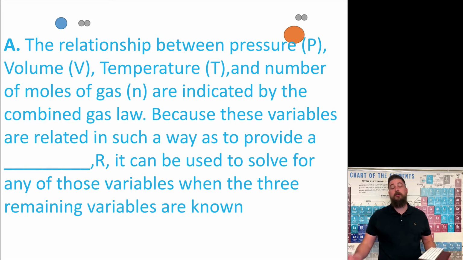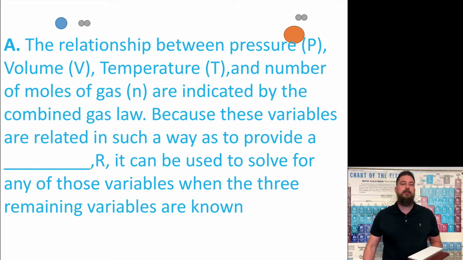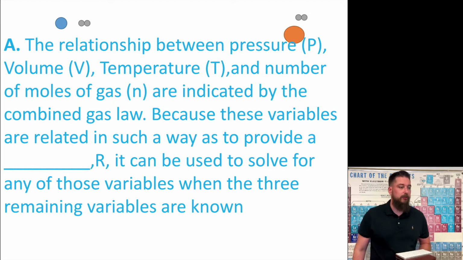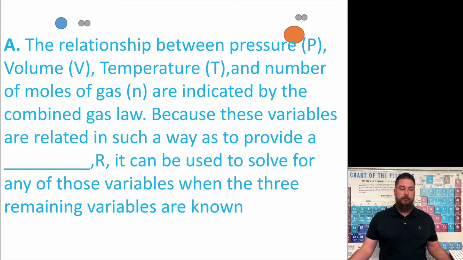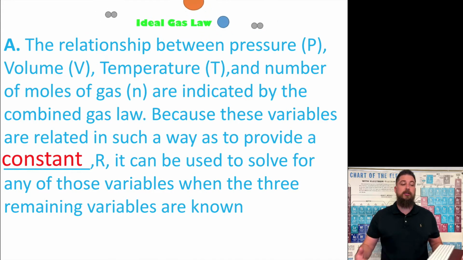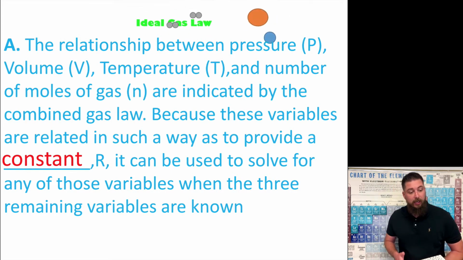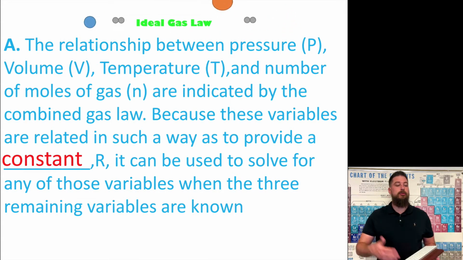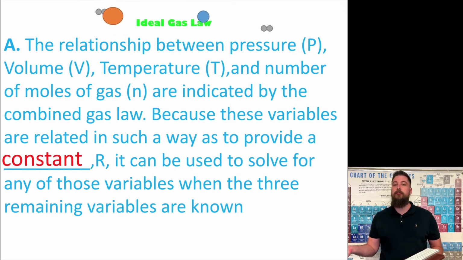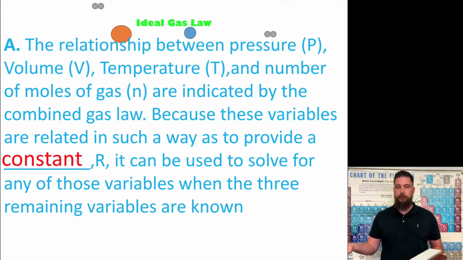All right, let's go ahead and talk about the ideal gas law, which is PV equals nRT, sometimes called "pivnert." The relationship between pressure, volume, temperature, and number of moles is indicated by the combined gas law. Because these variables are related in such a way, it provides a constant, which is R, which we call the gas constant. And we can use that to solve for any of the variables if we know the other three.